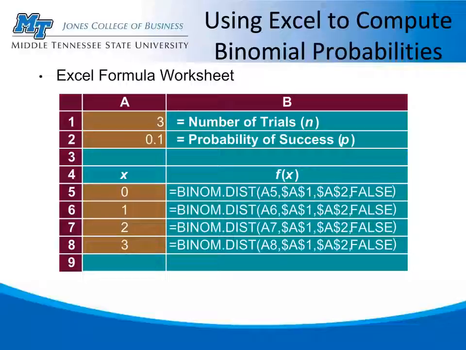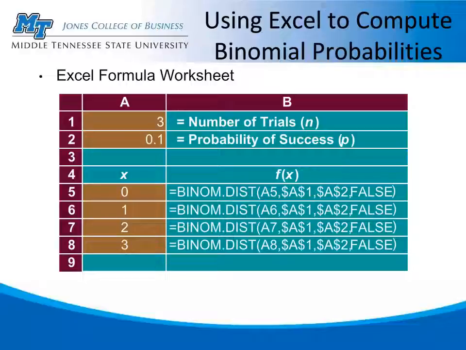The cumulative function, if you put true, it'll add the probabilities up for you. But in this case, we just want to know what the individual probabilities are. So we're just going to use the exact version where that cumulative argument is false.